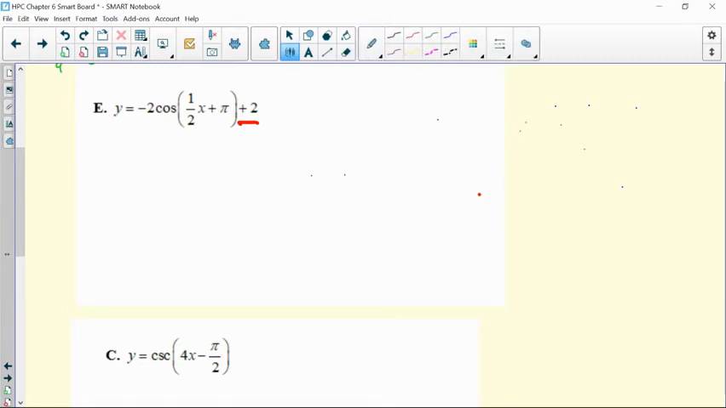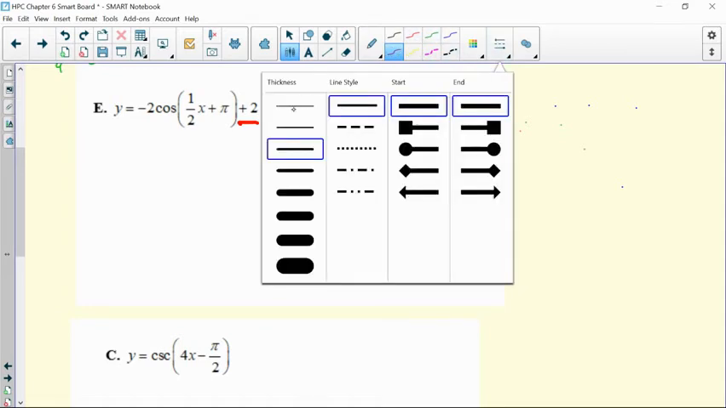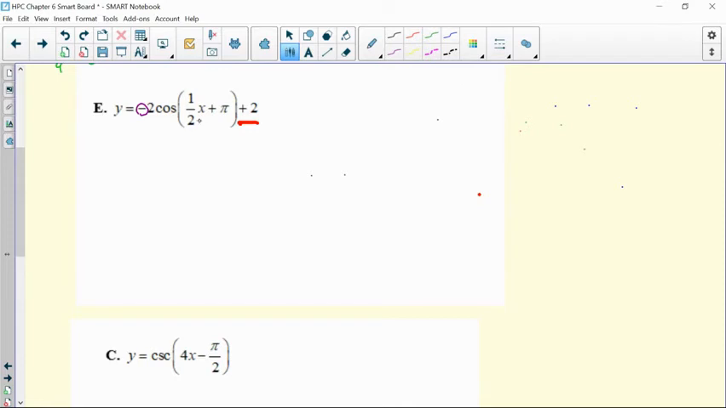The 2 in front of cosine, that's an amplitude. And we also know the negative is going to turn that upside down. And then the 1/2. So if I do 2 pi divided by 1/2, that 1/2 flips up. My new period is now 4 pi. So that'll be my new period that I'll be counting by when I label this.